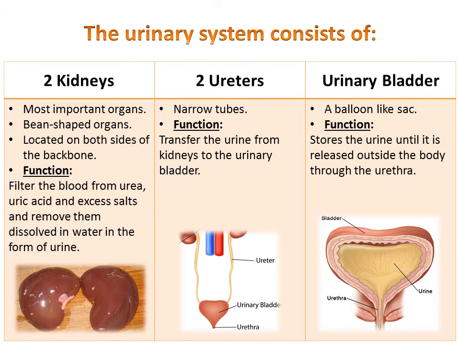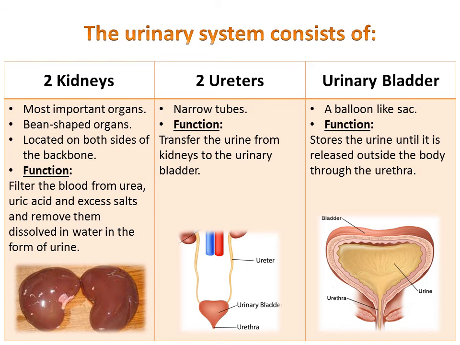So this is how the urinary system works. It consists of two kidneys, two ureters, one urinary bladder. The kidney's job is to filter the blood from the wastes, and remove these wastes dissolved in water in the form of urine. And then we have the two ureters. They are narrow tubes. What is their job? It's to pass the urine from the kidney to the urinary bladder.